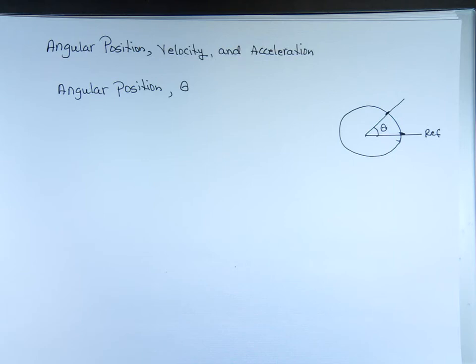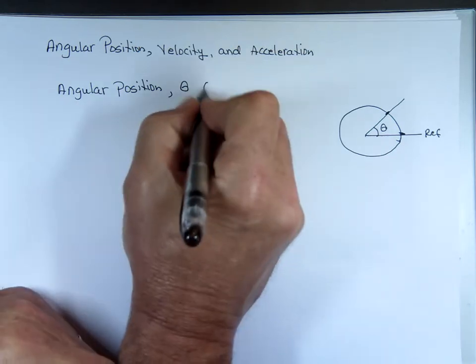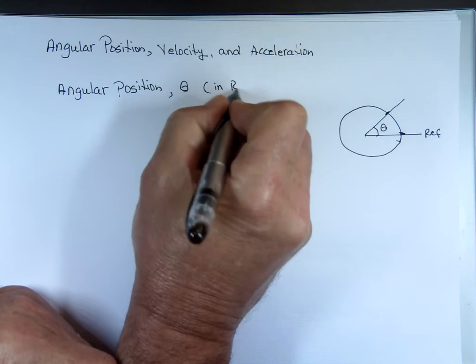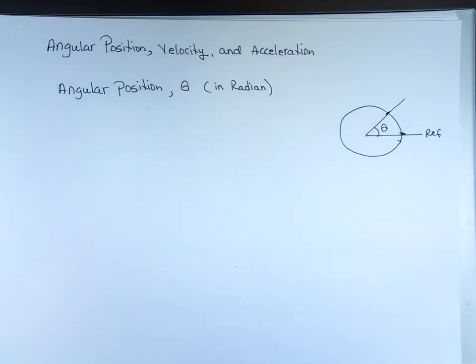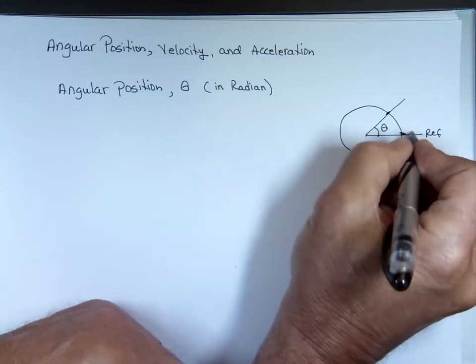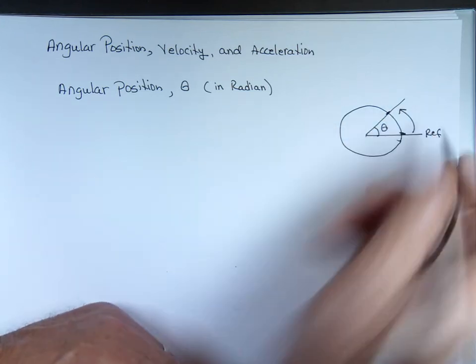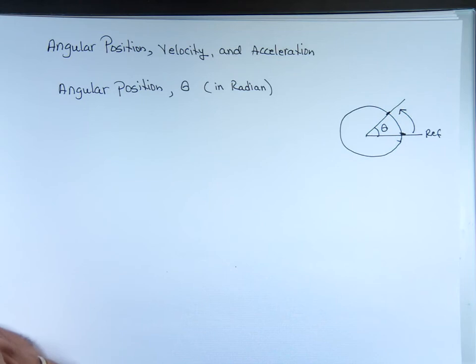And by the way, theta has to be in radians. Can't be in degrees. So we traveled from here to here. Is that clockwise or counterclockwise?